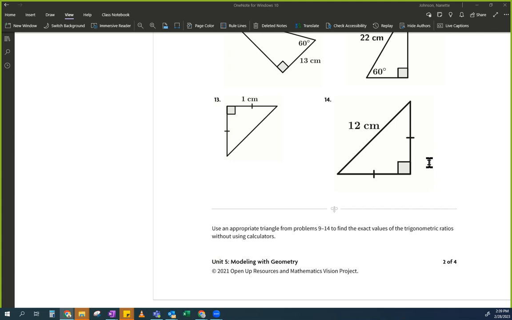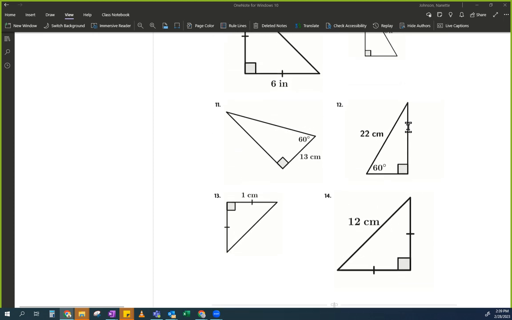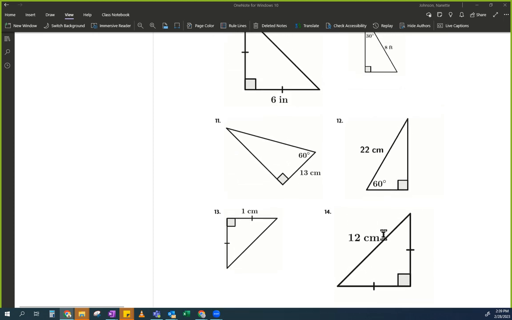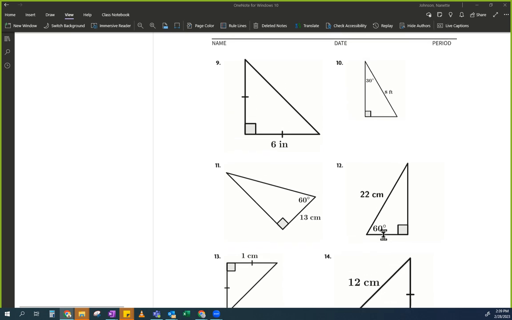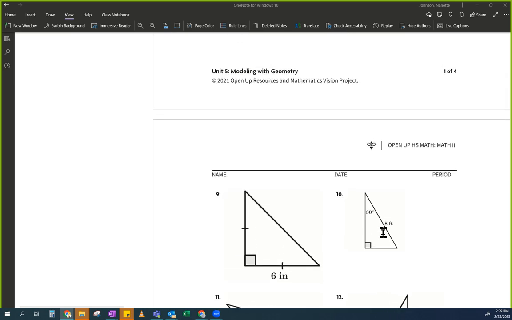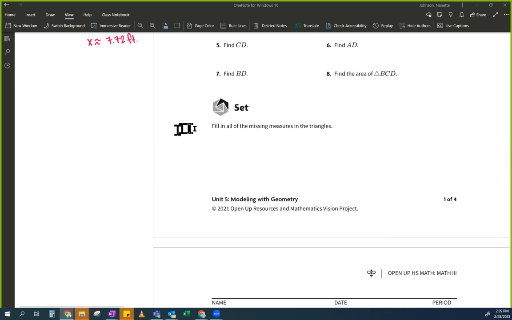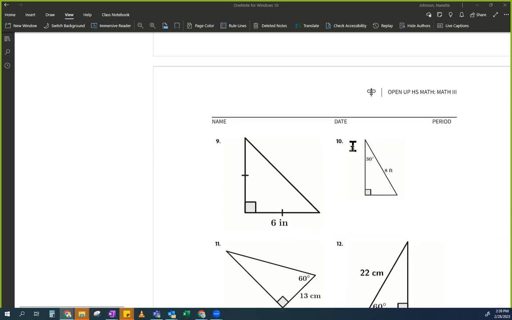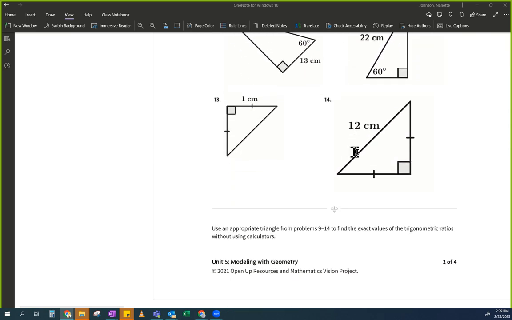All right, so we are still in 5.5, ready, set, go, and we're going to be doing number 12. Number 12 is a triangle, and then, not number 12, sorry, number 14. Yikes. I saw the 12. That's funny, sorry. It says fill in all of the missing measures in the triangles. Fill in all the missing angles and sides of the triangle.